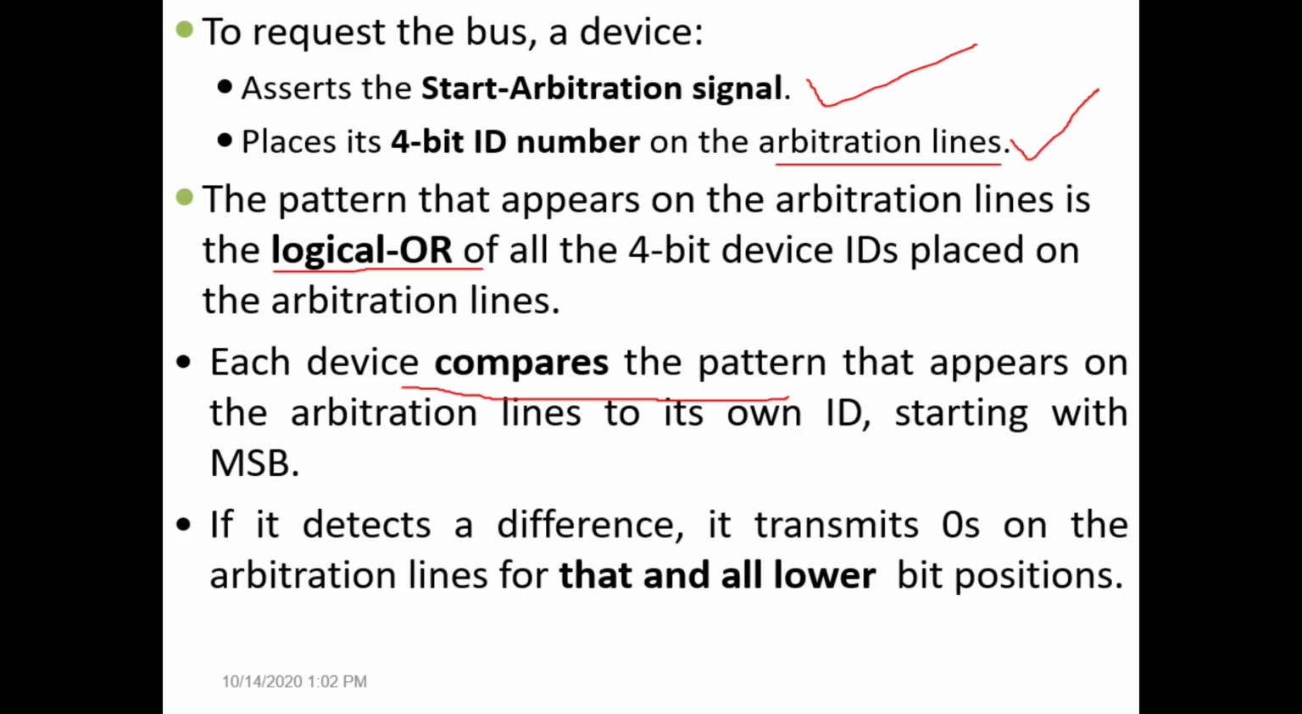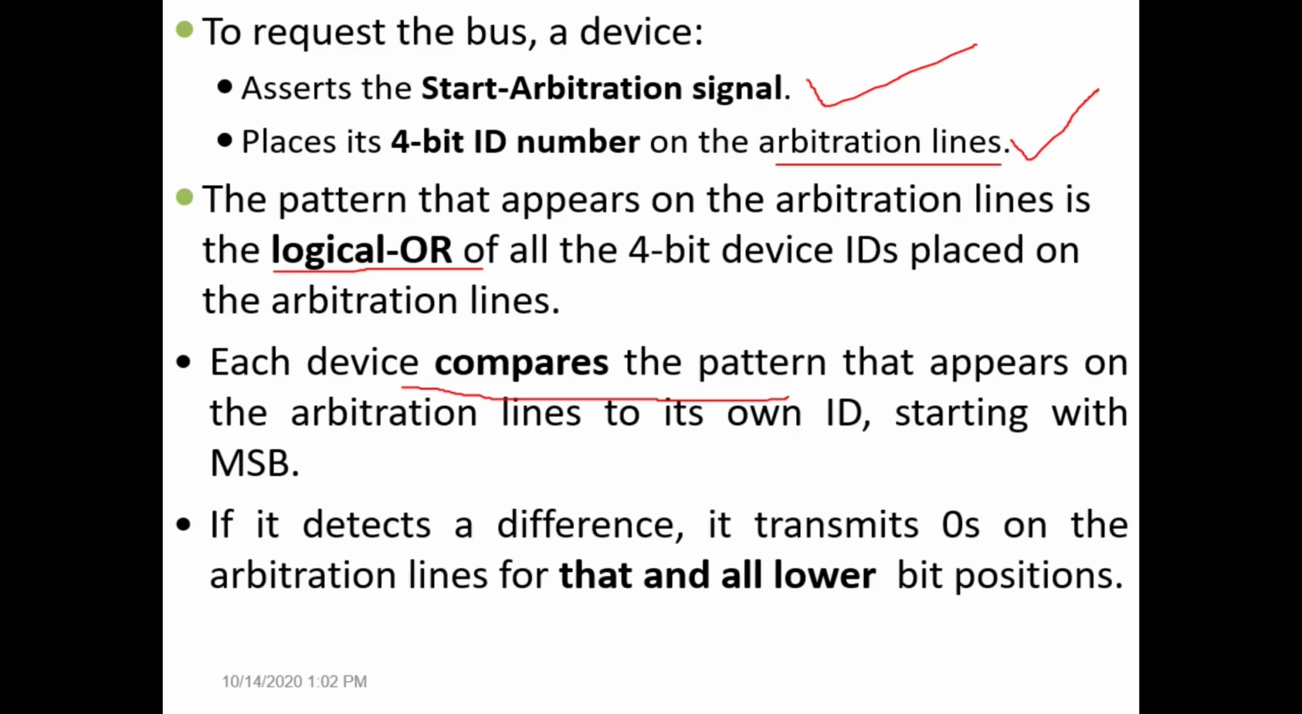When bits do not match, that particular bit and all remaining bits of its ID are made 0 and placed back again on the arbitration line. Similarly, every device places the new value on the arbitration line and reads it back. Now the value of the arbitration line is the address of the particular device which has won the arbitration, so that particular device can be identified.